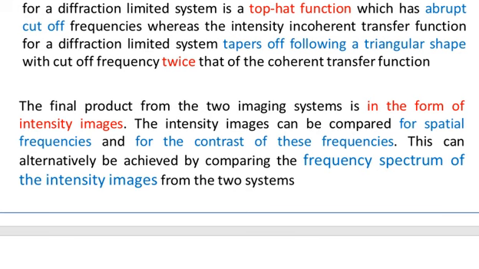So you see that if we are comparing the intensity images directly, there are many issues related with the two systems, because we cannot compare the intensity in the present form. That is, we cannot compare the intensity of a coherent imaging system with that of the incoherent imaging system. So the more appropriate way is to obtain the frequency spectrum related with those intensity images. When the frequency spectrum of both the coherent and the incoherent intensity images are obtained, then we have a right way to compare the systems.